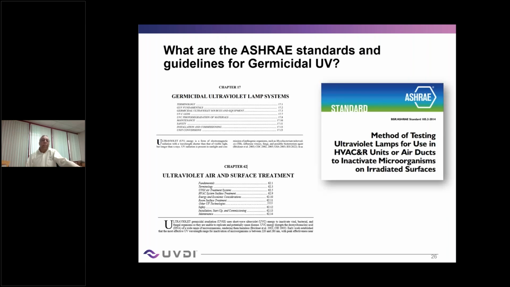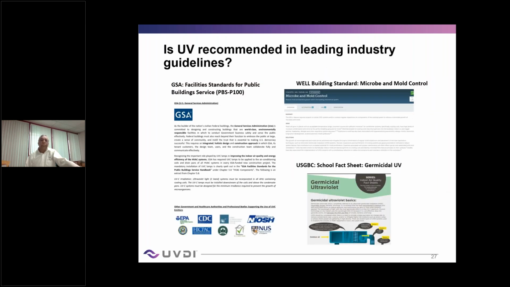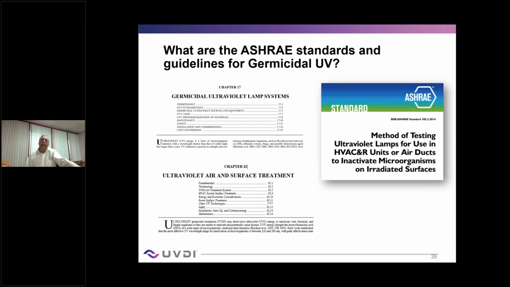There are a couple of other ASHRAE chapters which I want to mention. Chapter 17 is on germicidal ultraviolet lamp systems. And then there is a test method for checking your UV system for coil cleaning of surfaces, and that's ASHRAE standard 185.2.